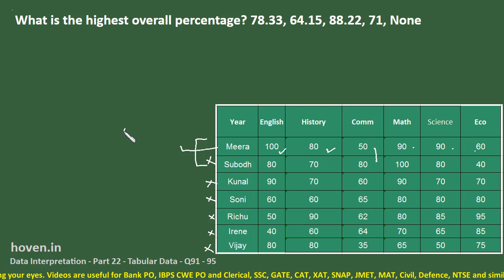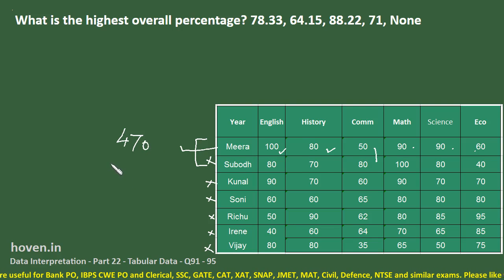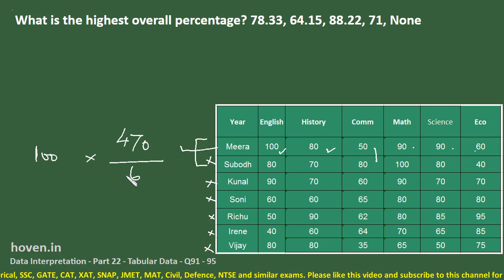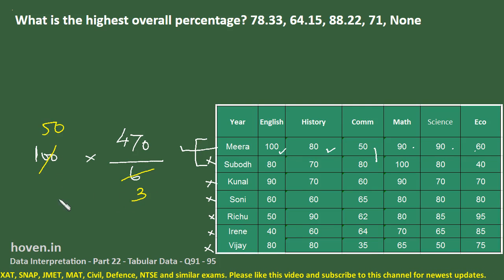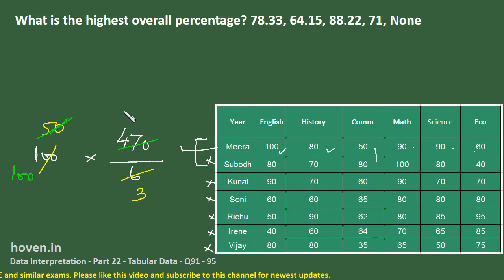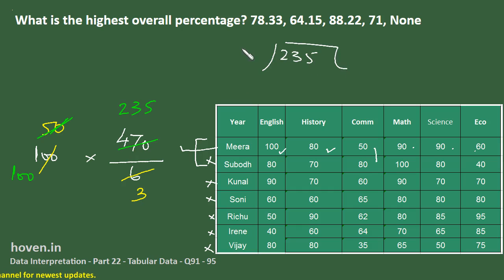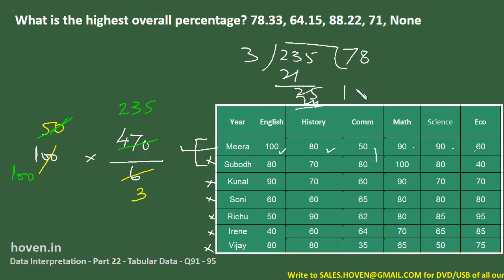Meera is the topper. We totaled out in the first question that she scored 470. So divide it by 6 subjects, multiply by 100. Cancel by 2. Instead of cancelling this 50, I should have retained 100. Cancel this one on 2. So 235 by 3 will be divided. 3, 7, 21, 7, but none. So we will have to calculate it completely. 3, 7, 21, 2, 5, 3, 8, 24, 1, 3, 3. So this one is the required answer.